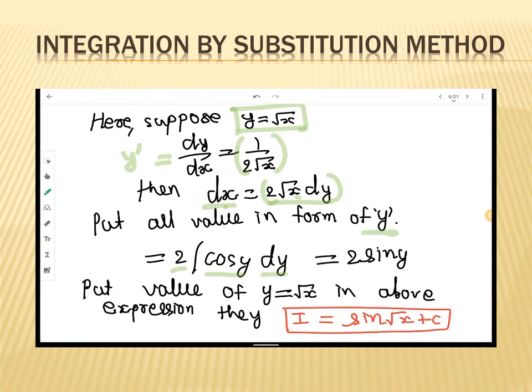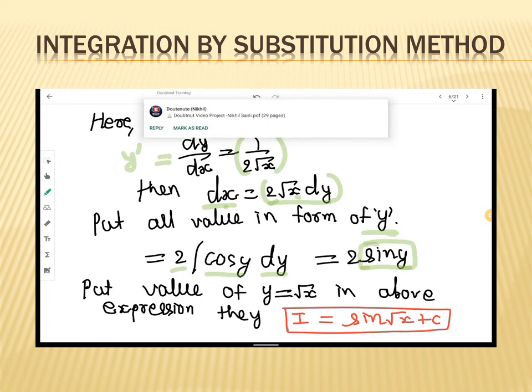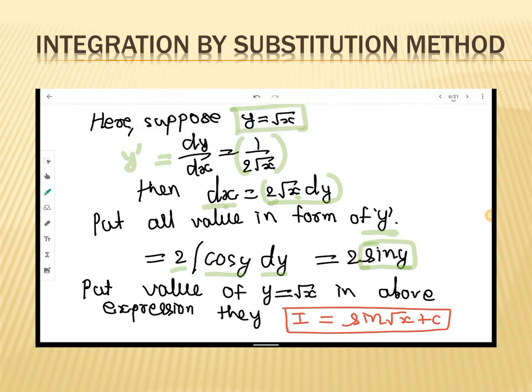And integration of cos is sin. Then we get the answer 2 sin y. Put the value of y equal to root under x in the above expression. Then we get the value of the integration as 2 sin root x plus c.